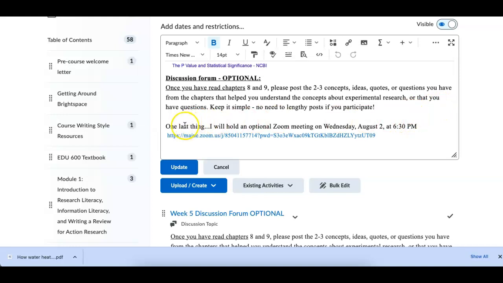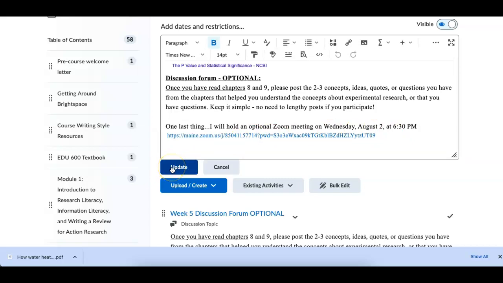But also, leading right into it, I'll hold an optional Zoom meeting this week, this Wednesday, August 2nd, 6:30 p.m. And here's the link for the meeting. Show up if you can. If you can't show up, that is fine. I will record it and post it the next day. So that's where we're at with this.